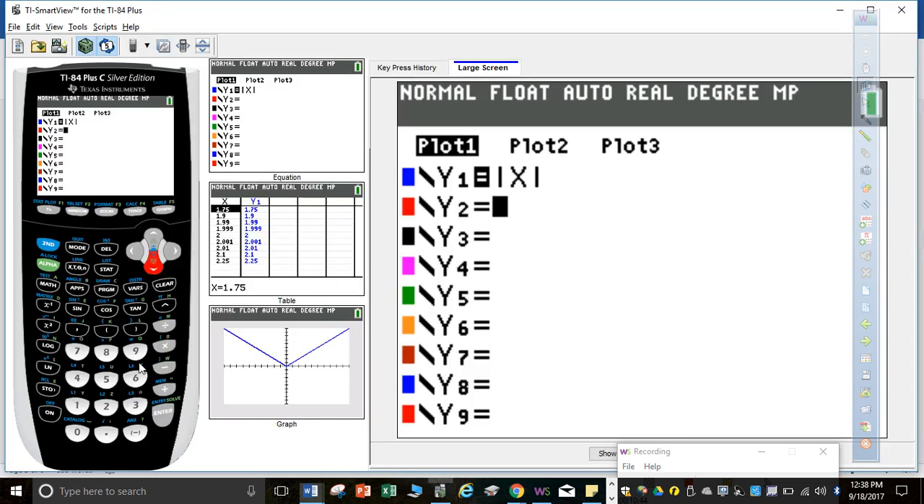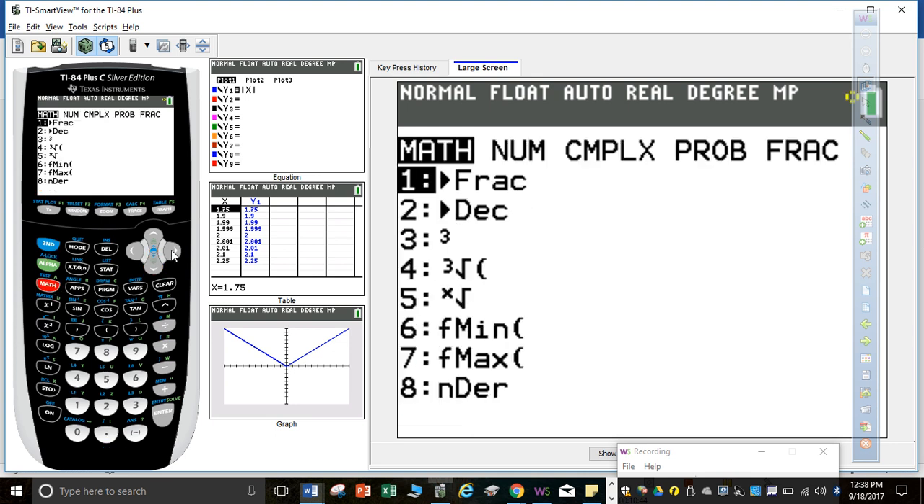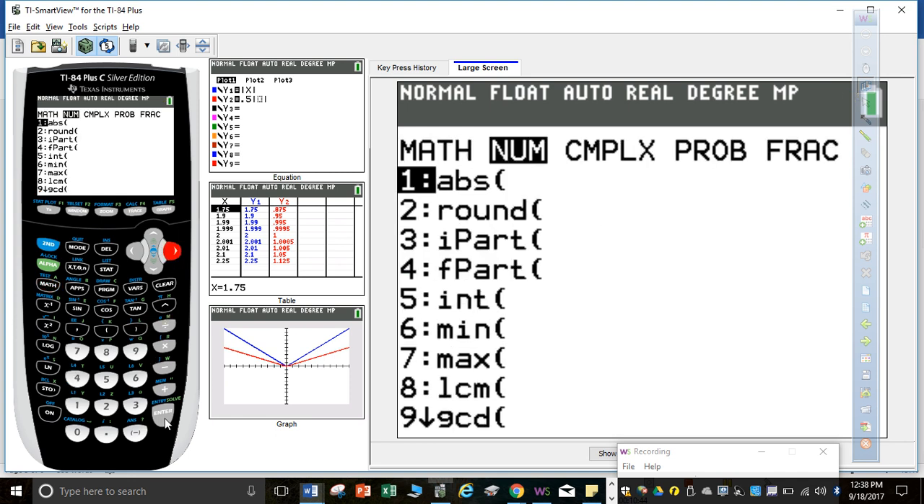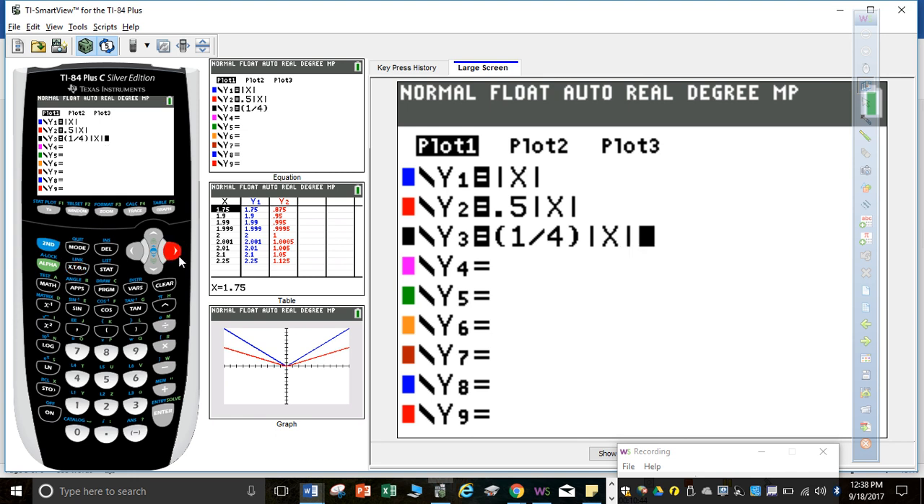So there's a couple of ways you can do this. You could turn it to a decimal. So you could put a 0.5 in front like that. Or you could keep it as a fraction. So like for the next one, 1/4, if it is a fraction, let's put that in parentheses, and you're going to type in 1 divided by 4 in parentheses, and that'll be in front of your absolute value sign. And if you wanted to do 0.25 for that decimal, you could.